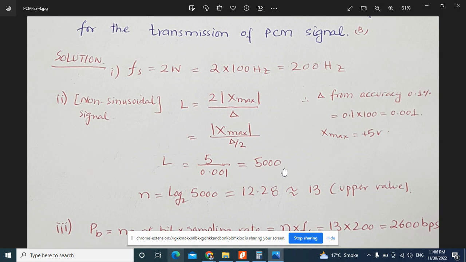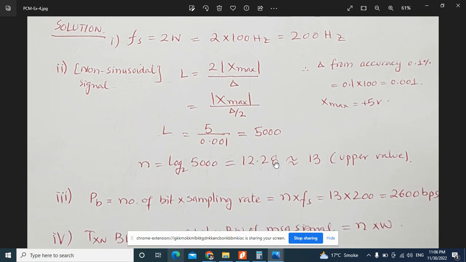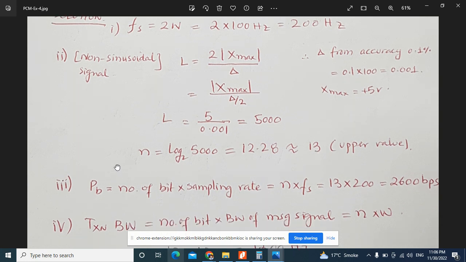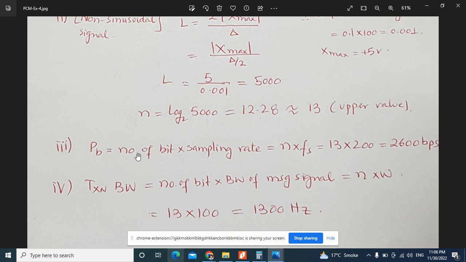If L is 5000, you can use the formula n equals log 2 L. So with L as 5000, if you simplify this you end up with 12.28, and then we usually approximate to the upper value, so that is 13 bits. The third one was the bit rate. We know bit rate is the number of bits multiplied by the sampling rate. The number of bits we have already calculated as 13, and the sampling rate is 200, so it is 2600 bits per second.